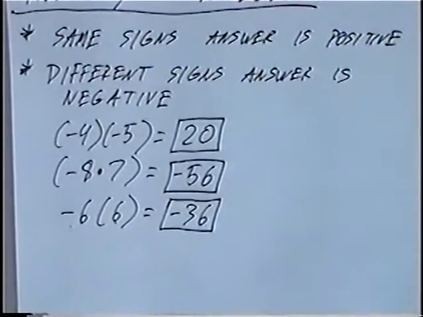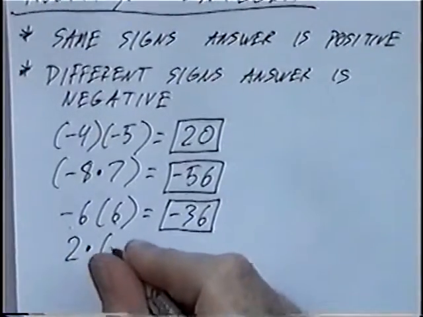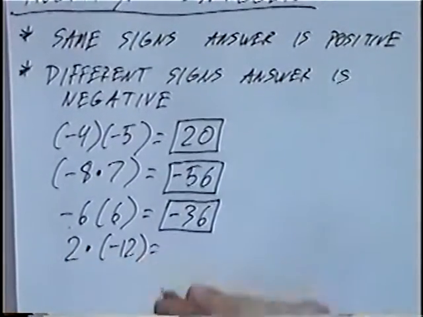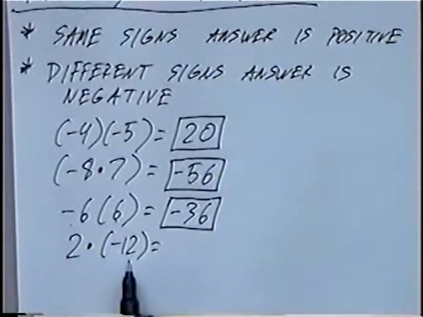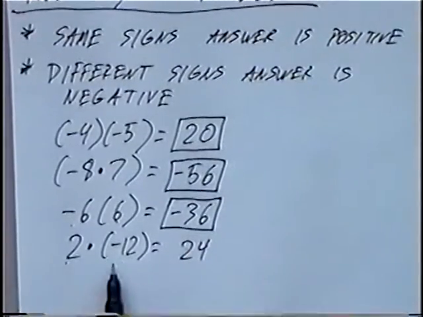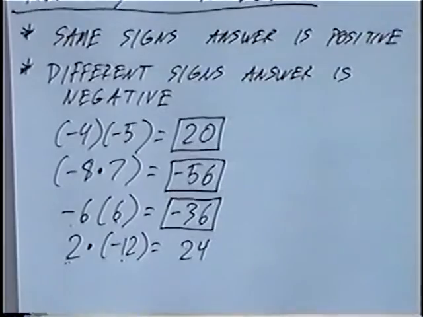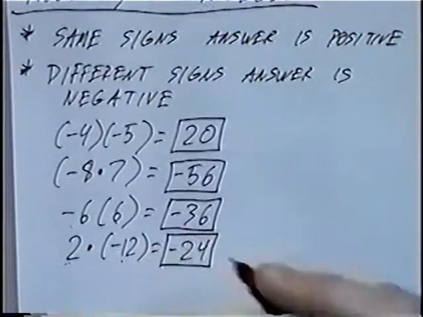And last question for the section, 2 times, in parentheses, -12. Again, multiply 2 times 12 would be 24. One positive number, one negative number. Different signs again, different signs when you multiply, the answer will be negative. So -24.